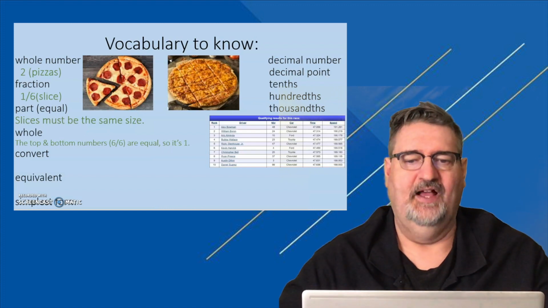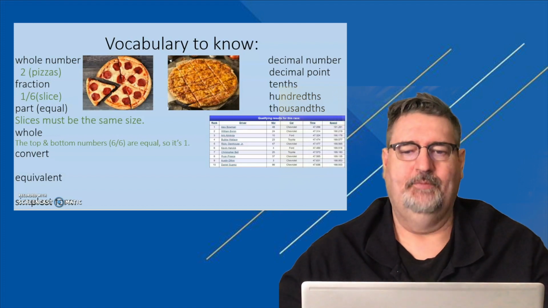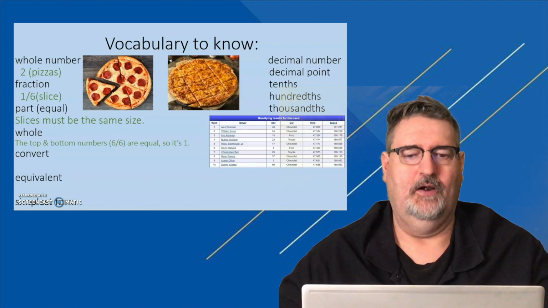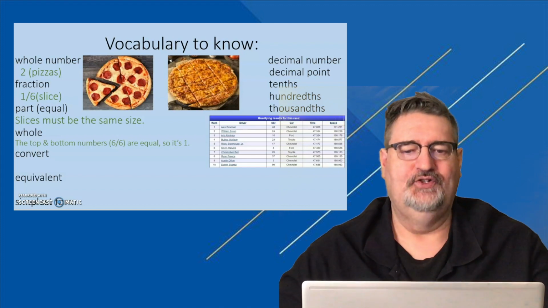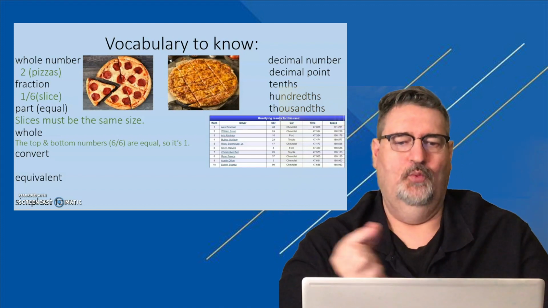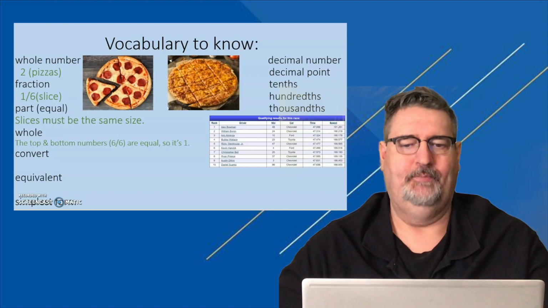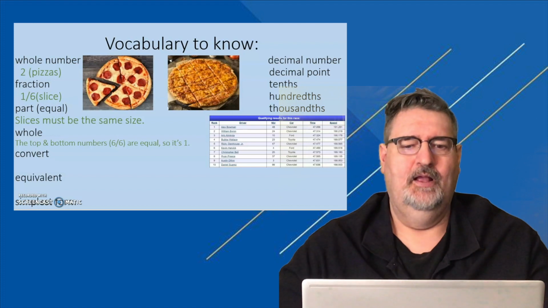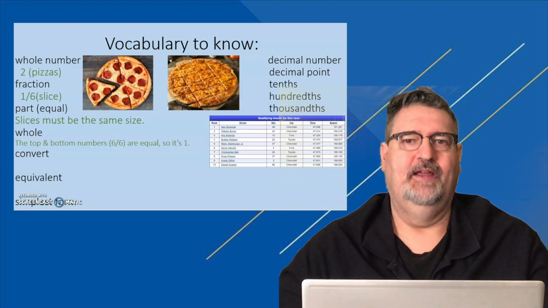Let's take a look at the left side. We have whole numbers. And our example for that is we have 2 pizzas right there. Fraction: that pepperoni pizza has been divided into 6 slices, and the one that's sticking out right there makes it 1/6 of that pepperoni pizza. Apart, slices must be the same size for it to be a fraction.